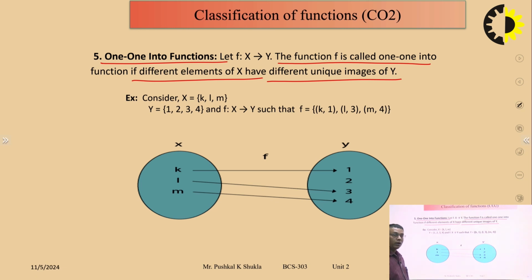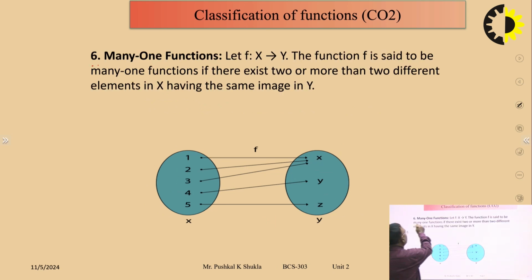One-one into function: every element of set x has a one-to-one correspondence with an element of set y, and there must be at least one element in set y which has no pre-image in set x. So this is a one-one into function.